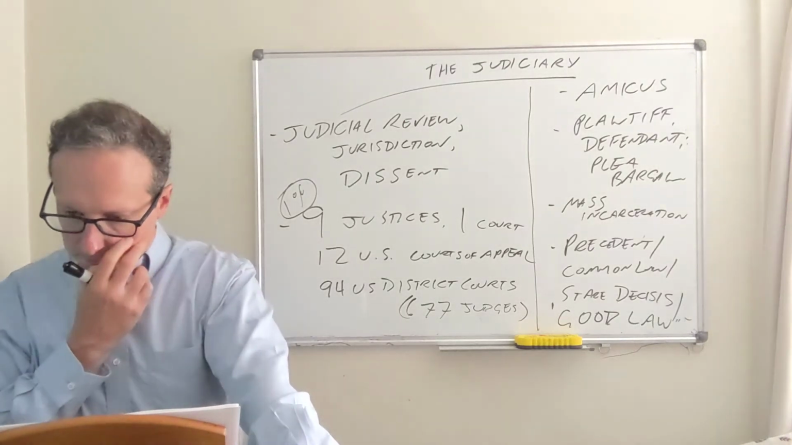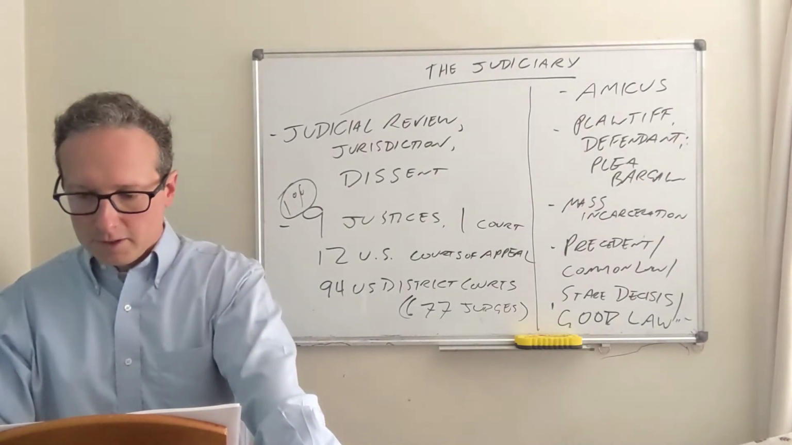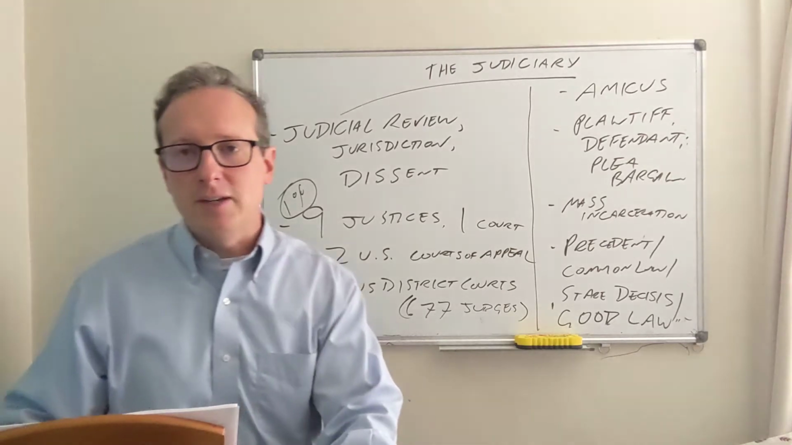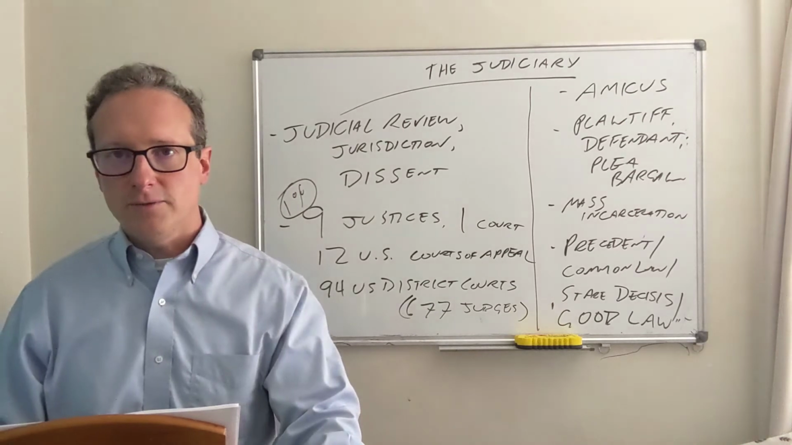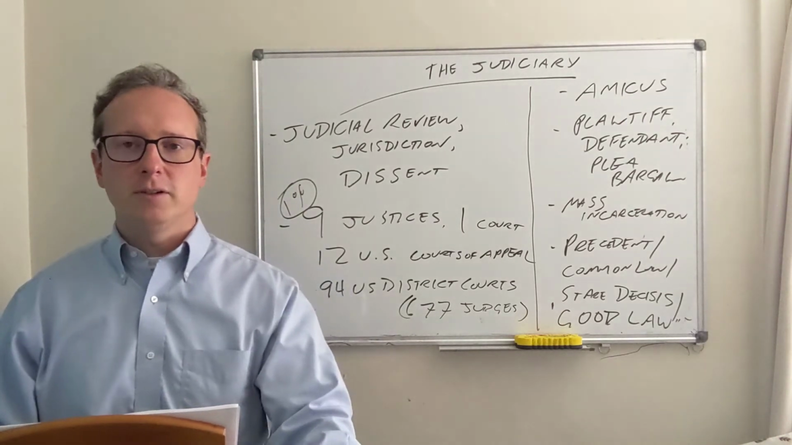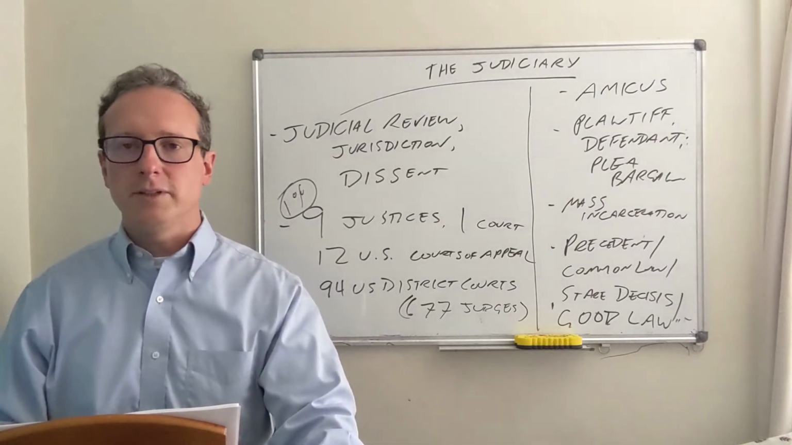So, Chief Justice John Marshall, I should start with him. He assumed the Chief Justiceship that really gave definition and power to the office in 1801. So it was some time after the Constitution was adopted by the states that the Chief Justice really had any power to speak of.